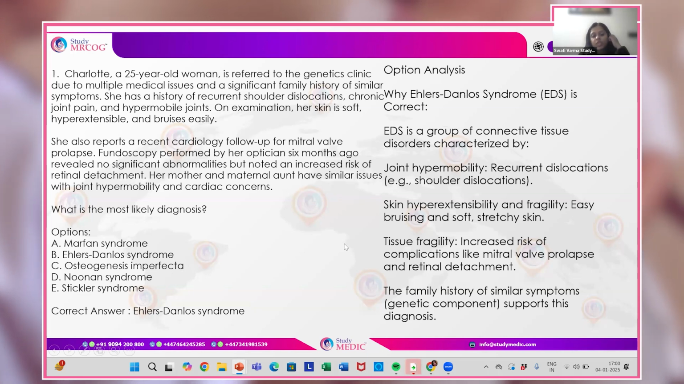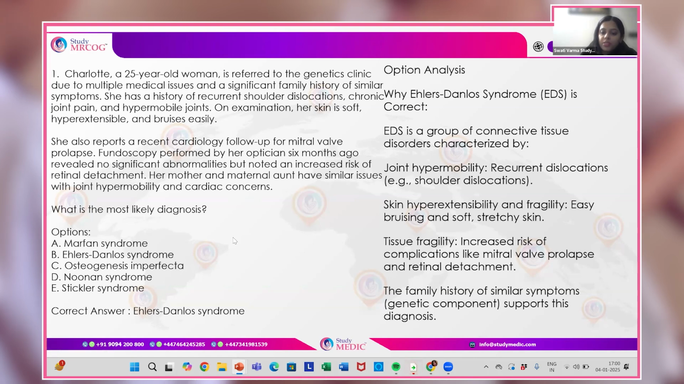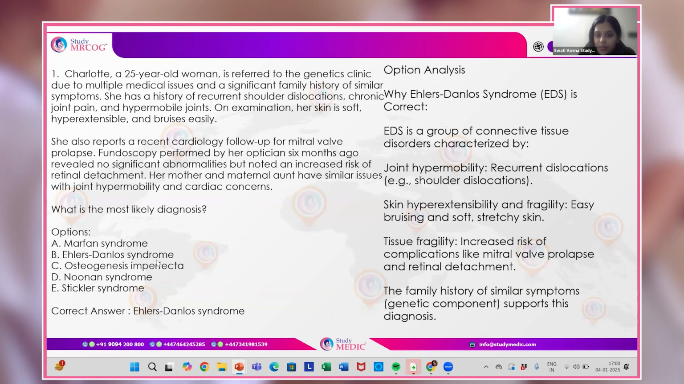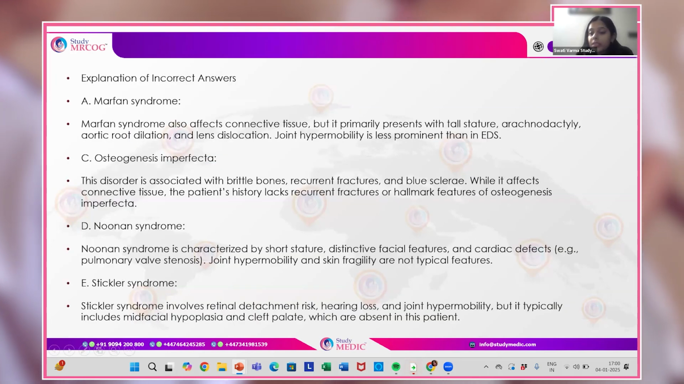Also, Ehlers-Danlos syndrome has a genetic component, so family history is also supportive of this diagnosis. That's why this leads us to believe that Ehlers-Danlos syndrome would be the single best answer. Now let's see why the other options are incorrect here.